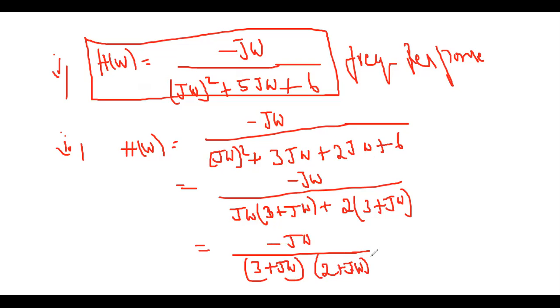Okay, my dear students. I can multiply this function also: 3 times 2 gives 6, and 3j omega plus 2j omega is nothing but 5j omega, and j omega times j omega is j square. So using partial fractions, write it as A by 3 plus j omega plus B by 2 plus j omega. Now I can find the A and the B, then apply the inverse Fourier transformation to get h of t.